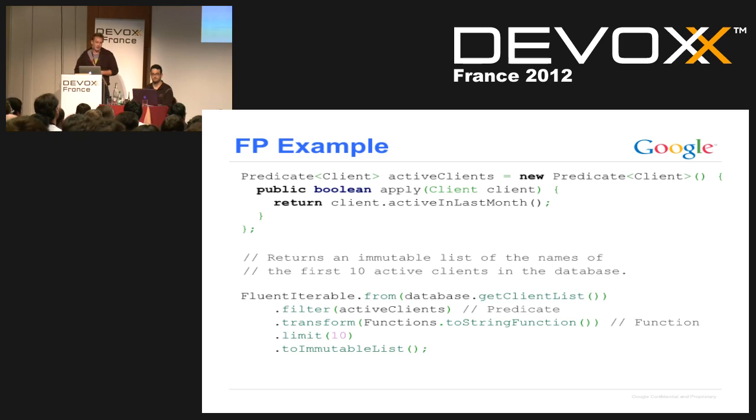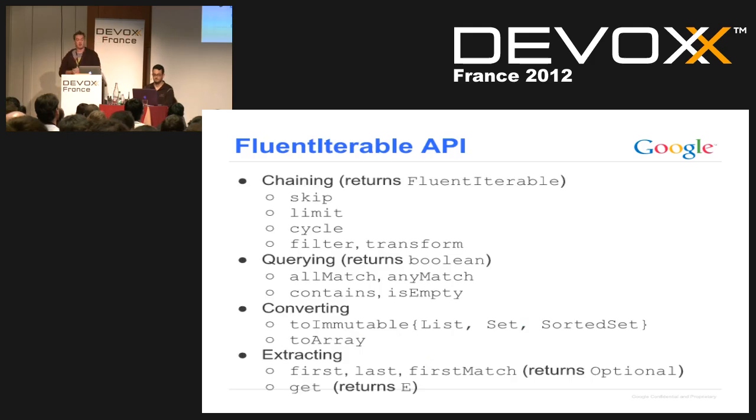So here we're going to do FluentIterable.from. We're going to grab the entire client list from the database. We're going to filter out all the inactive clients, so we're left with just the active clients. Then we're going to transform this iterable using the toString function. So we're going to take all those client objects and call toString on them, and then we're going to limit it to 10, and then bring this into an immutable list. So in these nice little 5 lines we've queried the database, filtered out inactive clients, transformed them so we're just getting the name of the client, pulled out the top 10, and gotten it into an immutable list.